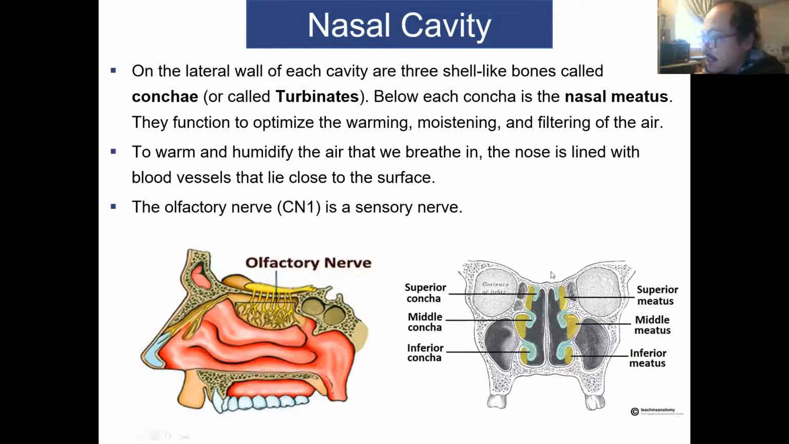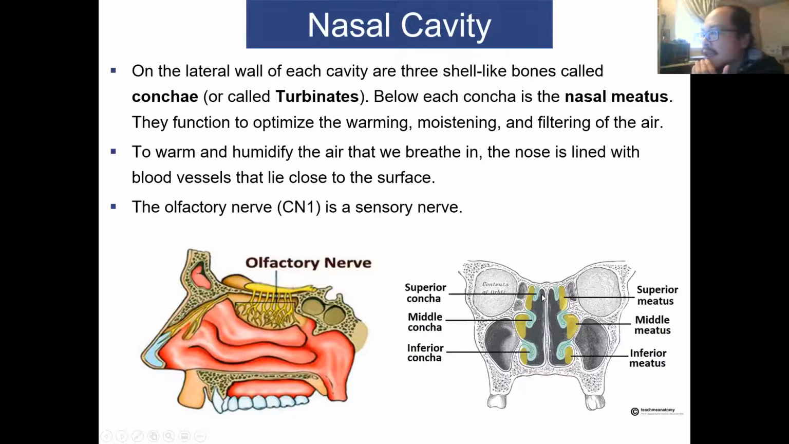So that gives you the idea that when air is going in, this folding increases the surface area, so the air can be warmed up. This surface is also rich with blood circulation. The skin is so thin, and the capillary circulation is right underneath it, so they can warm up this area. This increases the chance that the air will get warmed up. This also provides the area to humidify the air.